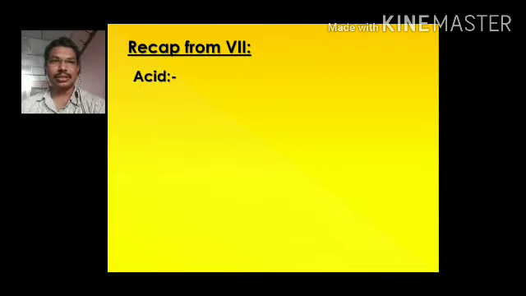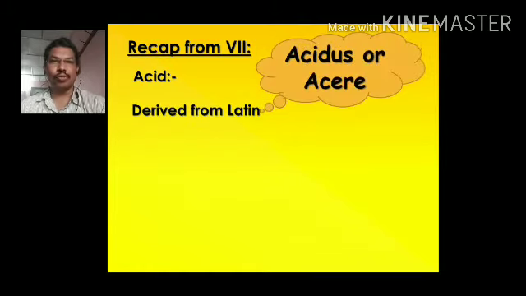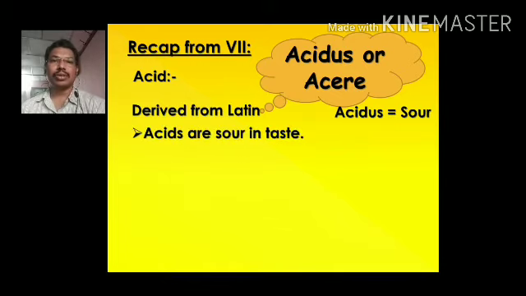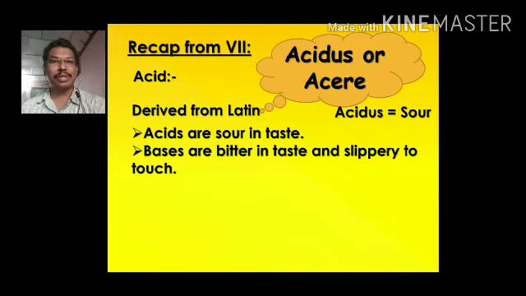So acid is derived from the Latin word acidus or acere, which means sour. All the traditional acids are sour in taste. The Latin word acidus is the root word for acid. Now, acids are sour in taste. Bases are bitter in taste and slippery to touch.